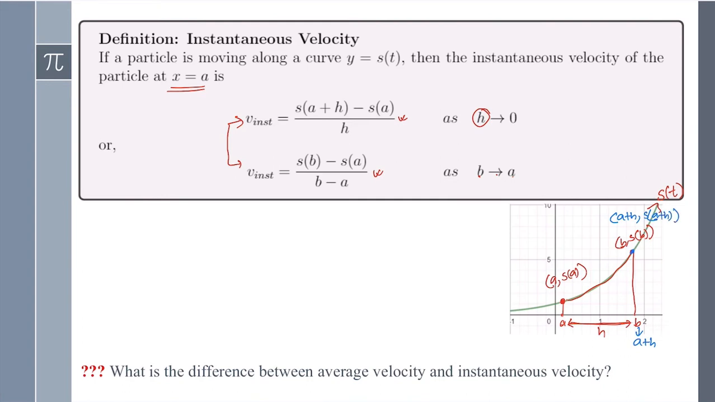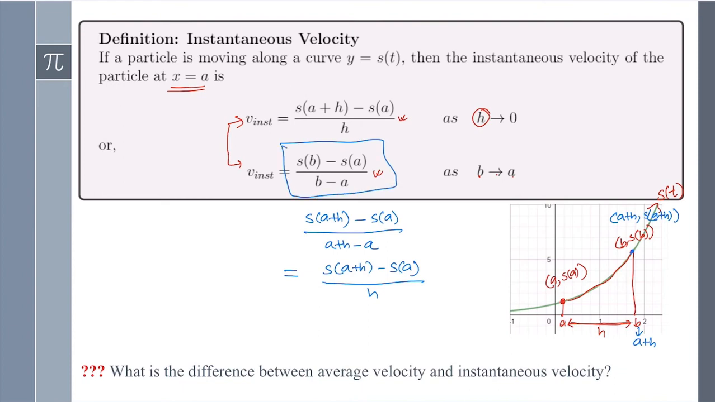Now, if you write that average velocity formula, that becomes s of a plus h minus s of a, divided by b minus a, meaning a plus h minus a. And that gives us s of a plus h minus s of a, divided by h. So in this case, what we are saying is, in the second formula, b is very, very close to a.